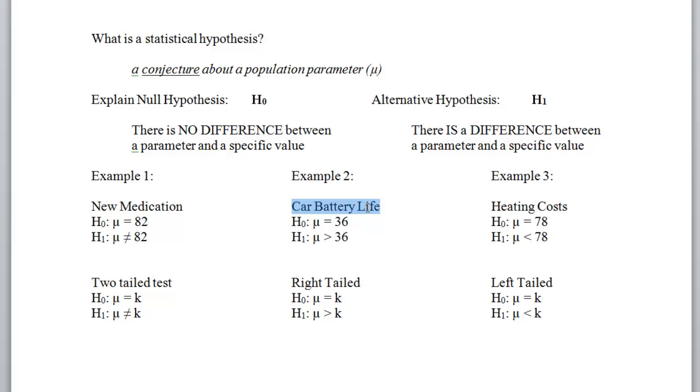In the car battery life example, you have a battery life of, let's say, 36 months, and we would all like car battery lives to get better and better. So we're looking for a change in the positive direction. We want the average car battery life to get better. So our null hypothesis is that what we do is not going to make the battery better, but we would like to see the alternative hypothesis happen. We want it to get better.